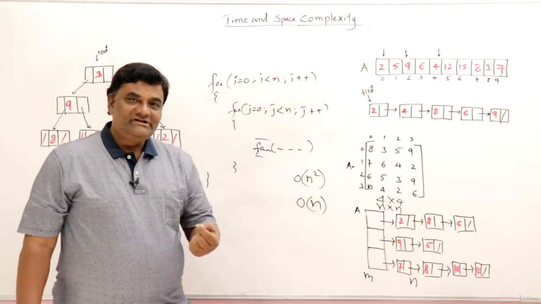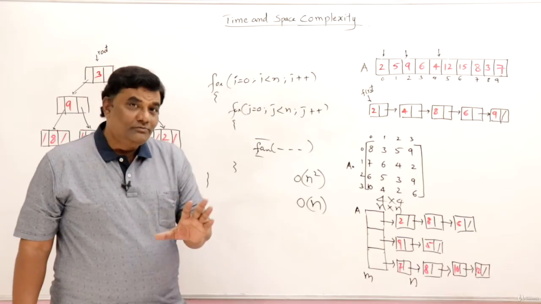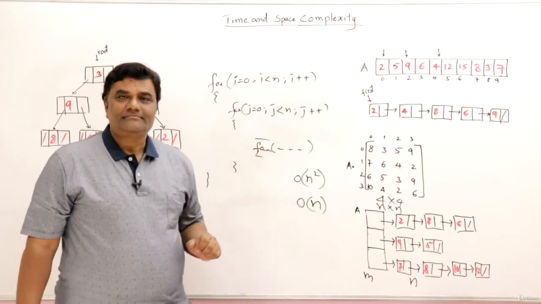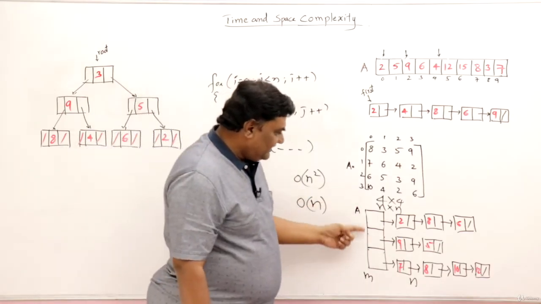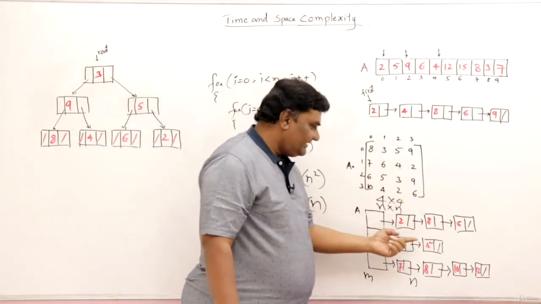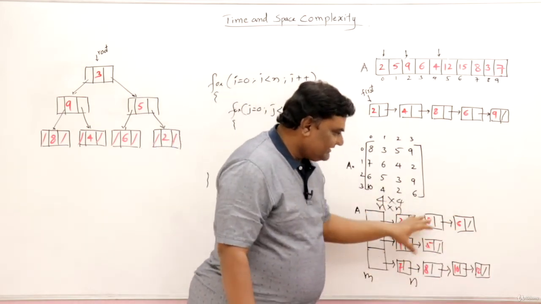If you are processing only 1 unit of time, just 1 or 2 simple statements, no loops, then it's n square only. Then coming to this structure, this looks like an array of linked lists. So total how many elements are there? Here, let us say n elements are there.